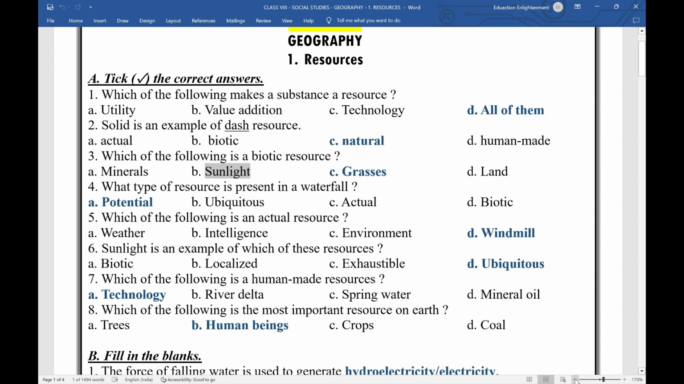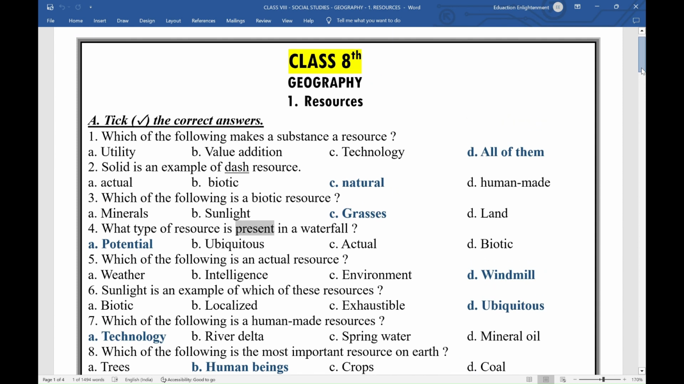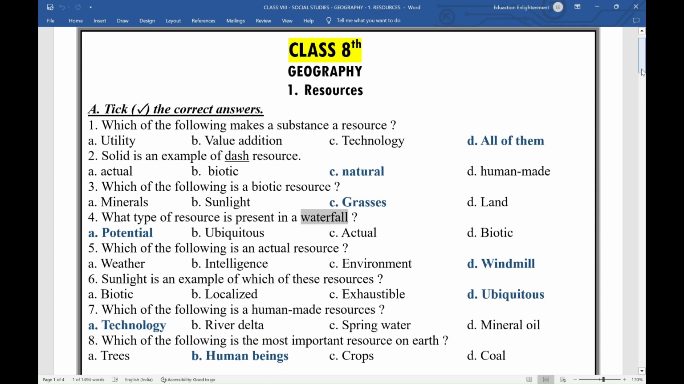A. Minerals. B. Sunlight. C. Grasses. D. Land. 4. What type of resource is present in a waterfall? A. Potential. B. Ubiquitous. C. Actual. D. Biotic. 5. Which of the following is an actual resource? A. Weather. B. Intelligence. C. Environment. D. Windmill. 6. Sunlight is an example of which of these resources?